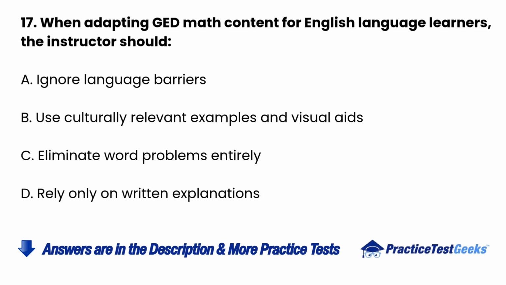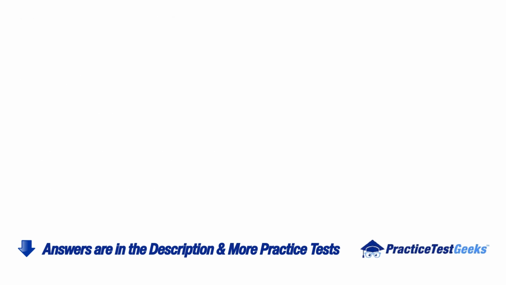17. When adapting GED math content for English language learners, the instructor should A. Ignore language barriers. B. Use culturally relevant examples and visual aids. C. Eliminate word problems entirely. D. Rely only on written explanations.